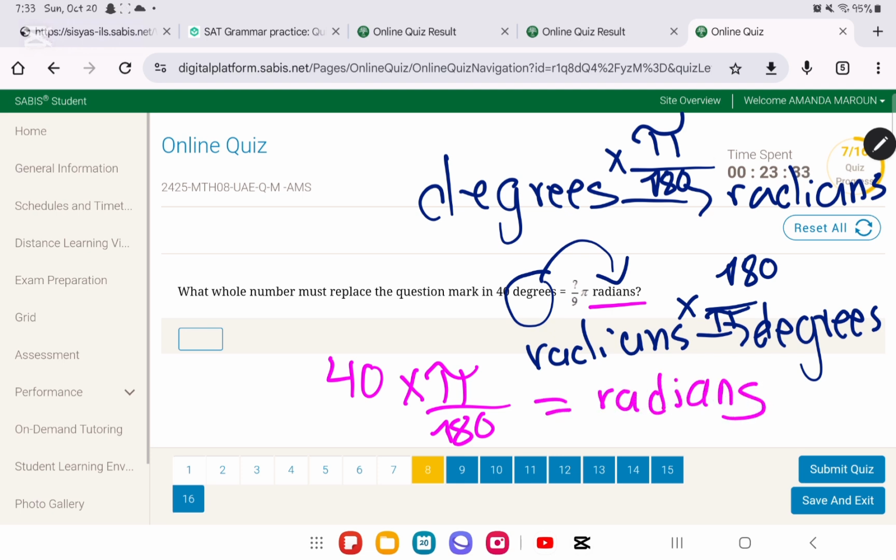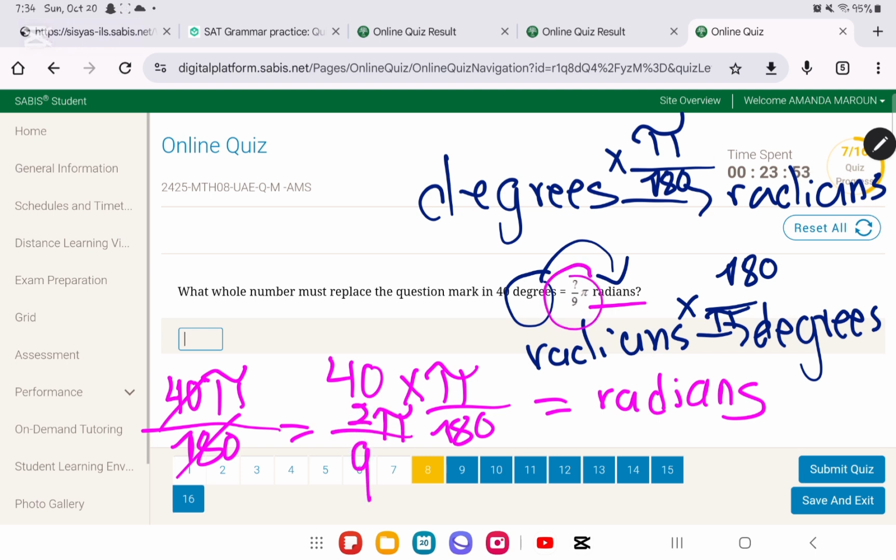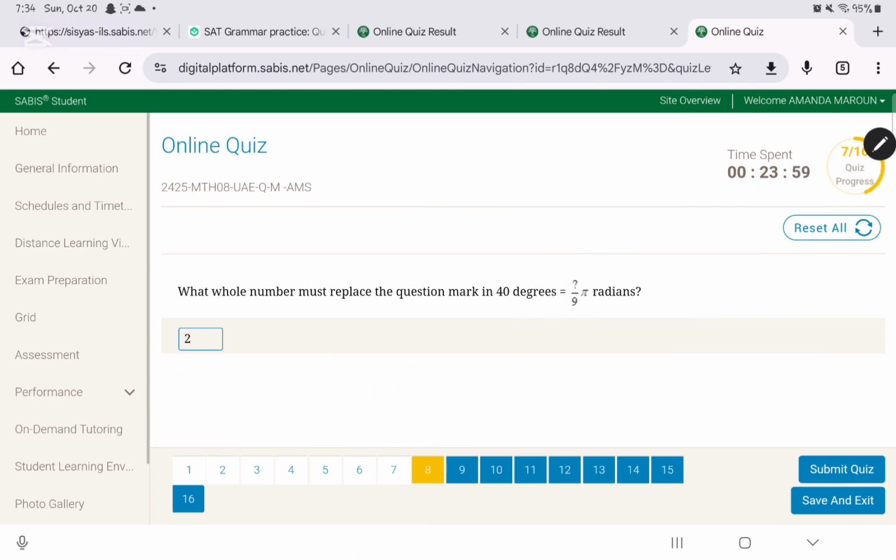You can do it on the calculator. First of all, it will become 40 over 180. Cancel out 40 and 180, and you will get 2 over 9. So it becomes 2 over 9 pi. They're asking for the value of the question mark. We have 9, we have pi, so definitely the question mark is 2.